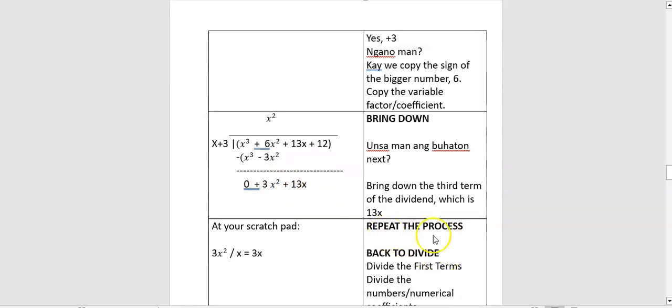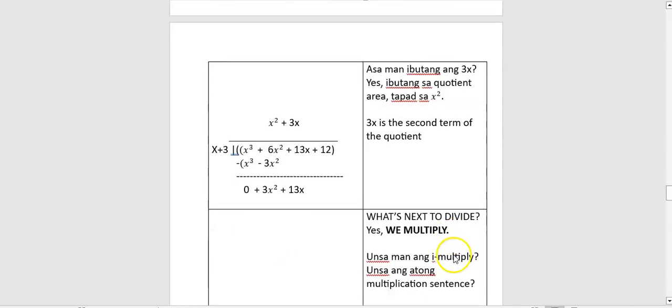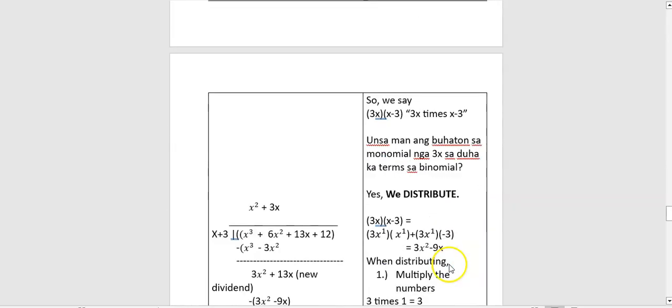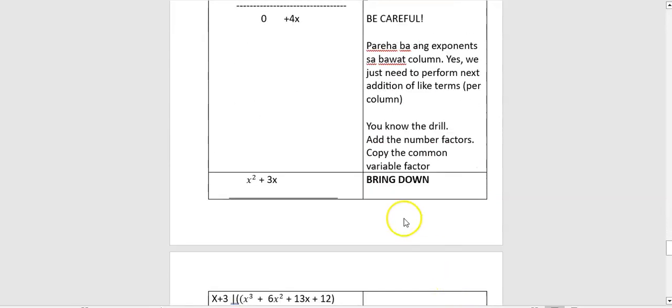And then we repeat the process. We go back to divide. So please watch the second video as a continuation for this solution. And we can practice together the cycle of dividing, multiplying, subtracting, and bringing down. So mobalik-balik ra gyud na siya. Divide, multiply, subtract, and bring down.